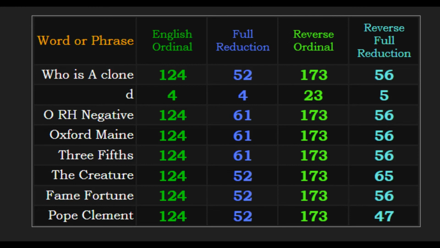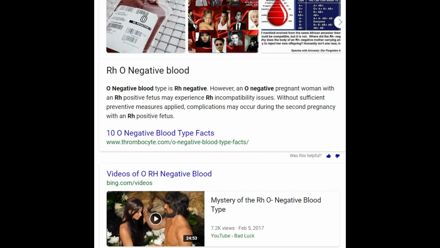Then we go back to the numbers, right? And so what is it talking about? Oh, so the O negative blood. The O negative blood is Rh negative. However, an O negative pregnant woman with an Rh positive fetus may experience Rh incompatibility issues without sufficient preventative measures applied. Complications may occur during the second pregnancy with the Rh.